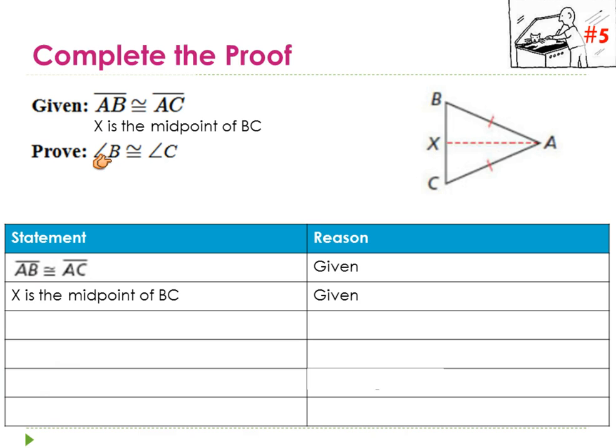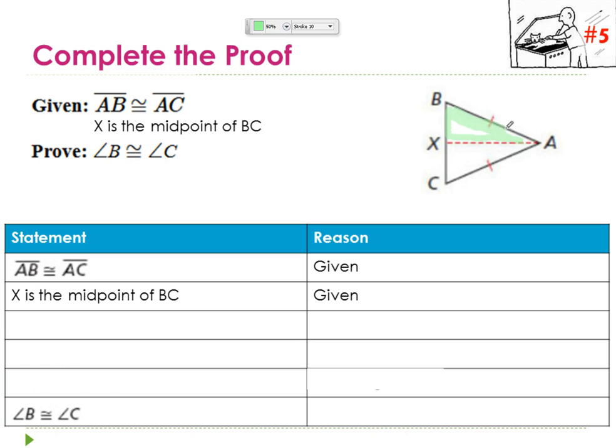And what we're trying to prove is that angle B is congruent to angle C. So that is going to be our very last statement. That's where we want to end up. So let's look at this triangle and see what it's showing us. Do you see how AX is dividing this big triangle into two smaller triangles? Let me highlight those two triangles.